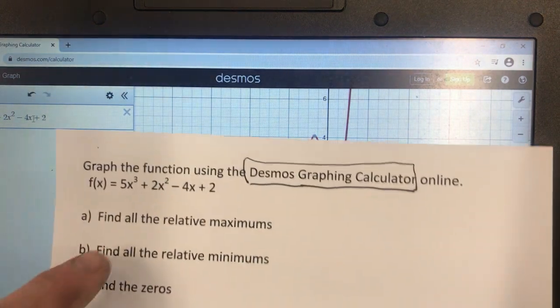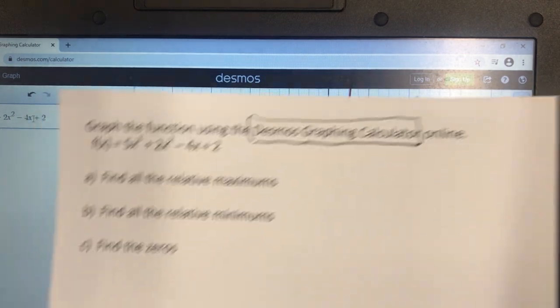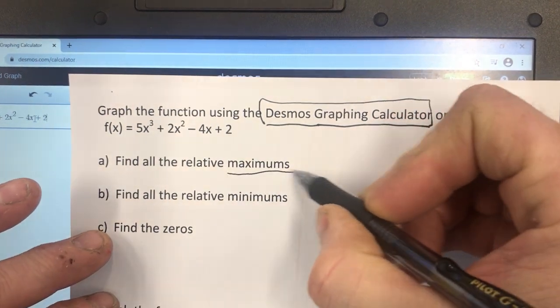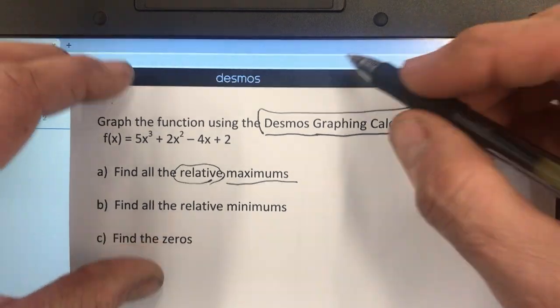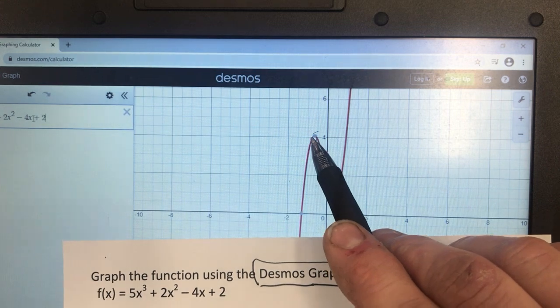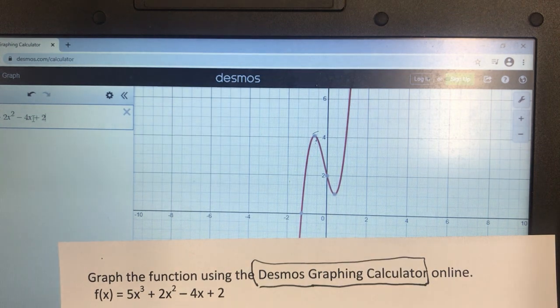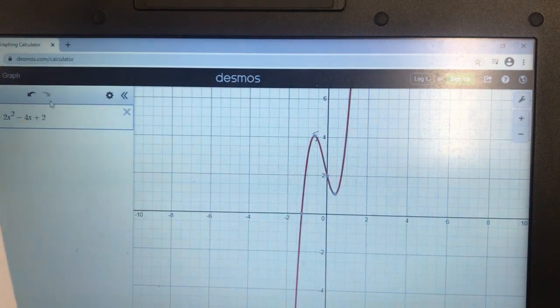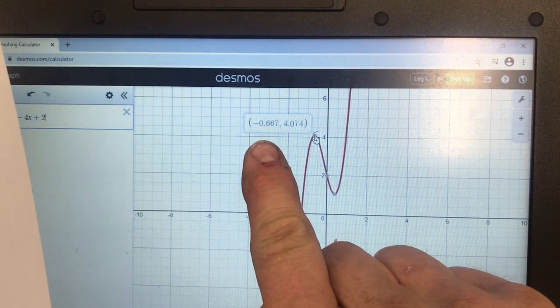All right, so what this says on here, find all the relative maximums. What is a relative maximum? Well, a relative maximum is the maximum relative to the points around it. Which is what we have going on right here. This is the relative maximum because all these points around it are all below it. So this is the maximum value. Now, what is that relative maximum? If you use your little cursor and just click on it, there it is. So it occurs at negative 0.667.